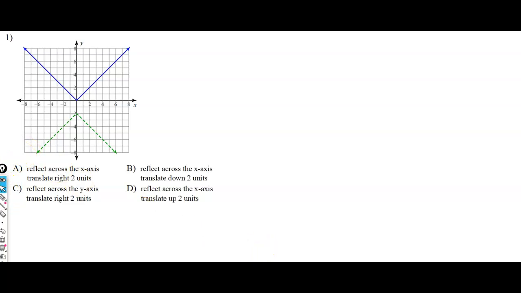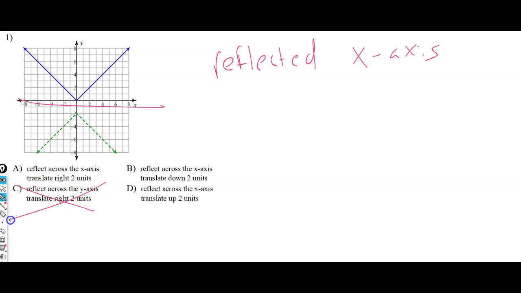As you can see, for this particular problem, it's been flipped upside down, and that's a vertical reflection. So we know there's a vertical reflection, or I guess we could say it's been reflected across the x-axis. Looking down here at our options, we know it's not C. All the other ones have reflection across the x-axis, but that's not quite enough. So let's take a look at what else we can see.